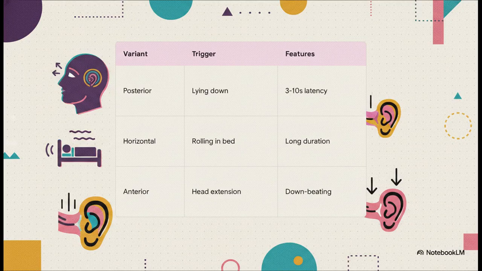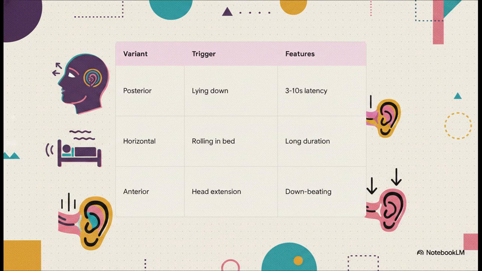Contrasting these symptom patterns side by side makes the mechanical differences really jump out. Posterior canal BPPV typically hits with a brief vertigo when looking up, rolling, or lying down. It's got a classic 3 to 10 second latency and fatiguing nystagmus.